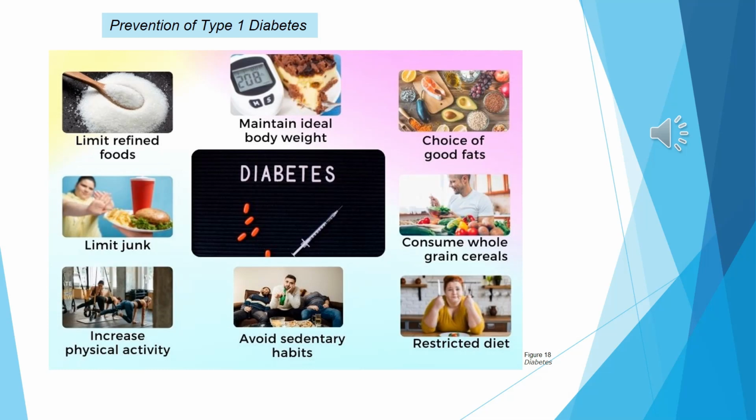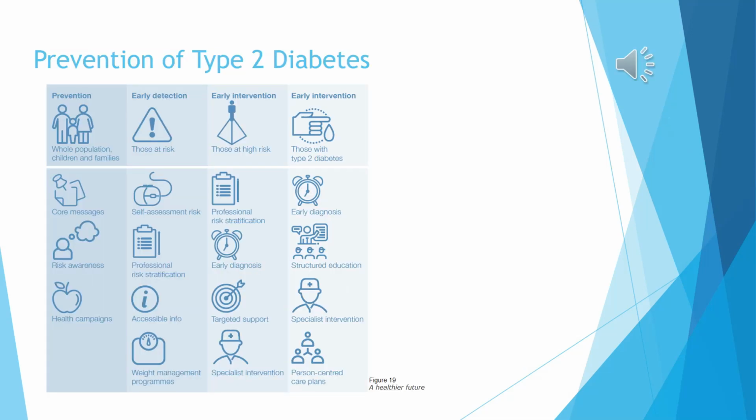Type 2 diabetes is primarily influenced by lifestyle factors. We can prevent or delay the onset of type 2 diabetes by maintaining a healthy weight, adopting a balanced diet, engaging in regular physical activities, making healthy lifestyle choices, and having regular health checkups.